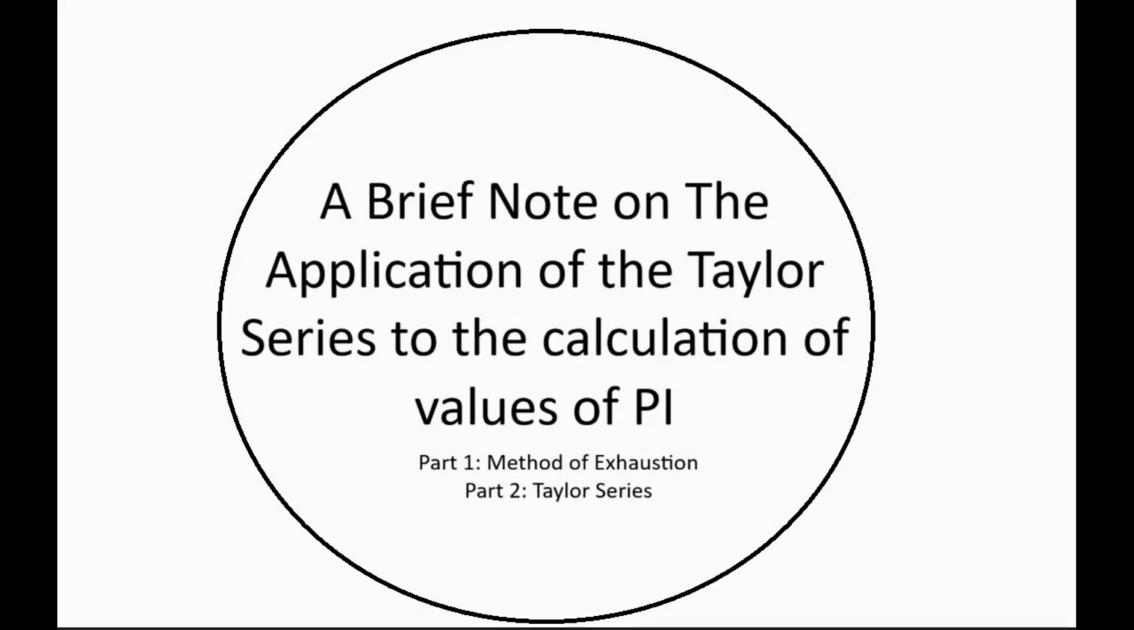And so the first one will be the method of exhaustion used by the ancient Greeks. And then the more algebraic, more modern Taylor series. It's how we use higher mathematics in order to make things just so much easier for us.